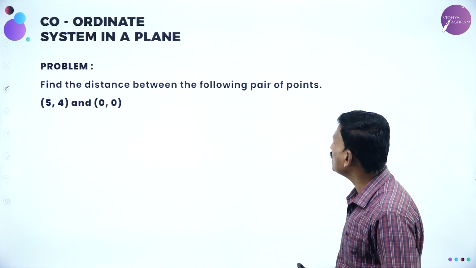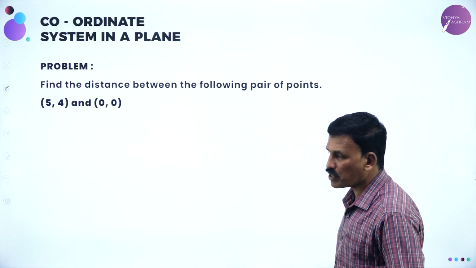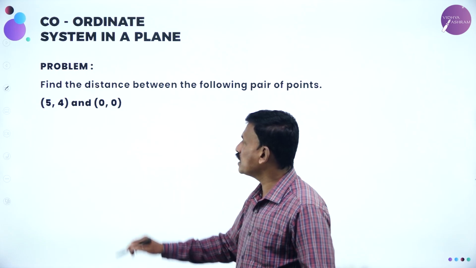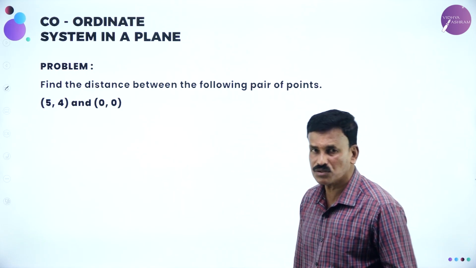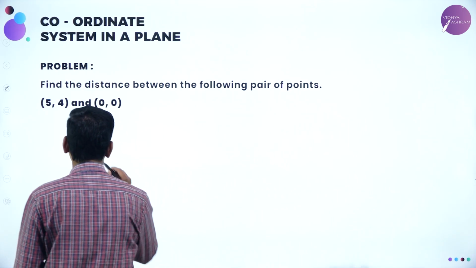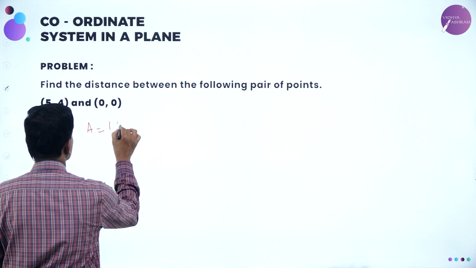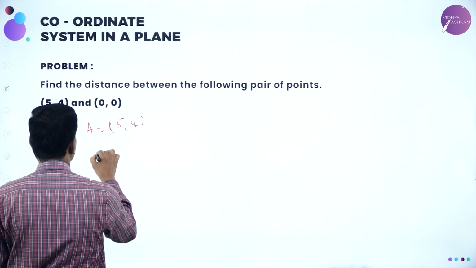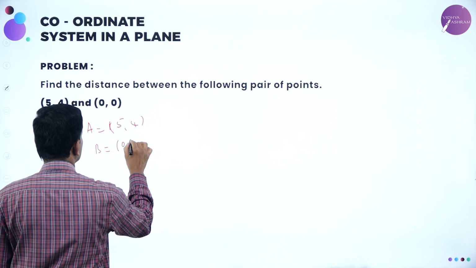Now, find the distance between the following pair of points. Here one point is 5, 4, another point is 0, 0. Now, this can be solved. Let us call it A. A is equal to 5, 4. Another point B is equal to 0, 0.